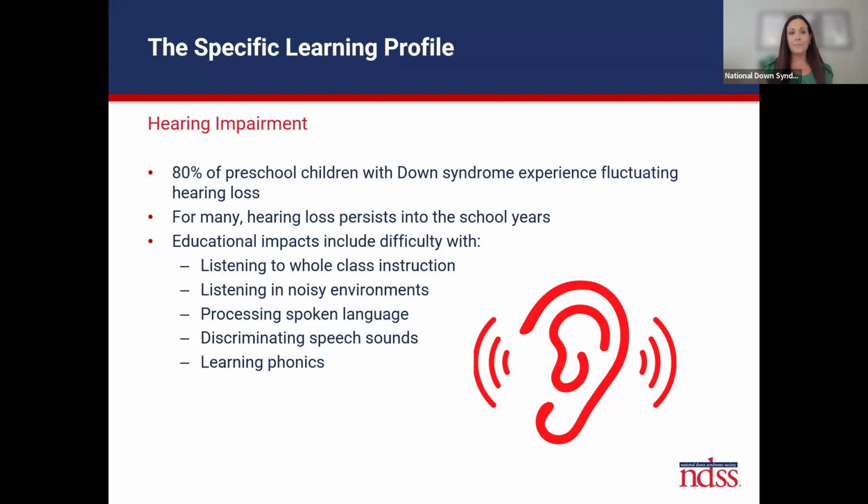Processing spoken language: we learn by hearing and watching. So if we're not hearing very clearly, then our processing of what is being told can be impacted. And the same goes with discriminating speech sounds, which impacts phonics. If we're not making the proper sounds when we are learning to talk, it will impact the student being able to decode and differentiate speech sounds and learn phonics. It is very common, and we'll get into it in a little bit, for most, if not all, individuals with Down syndrome to have some sort of speech therapy throughout their life.